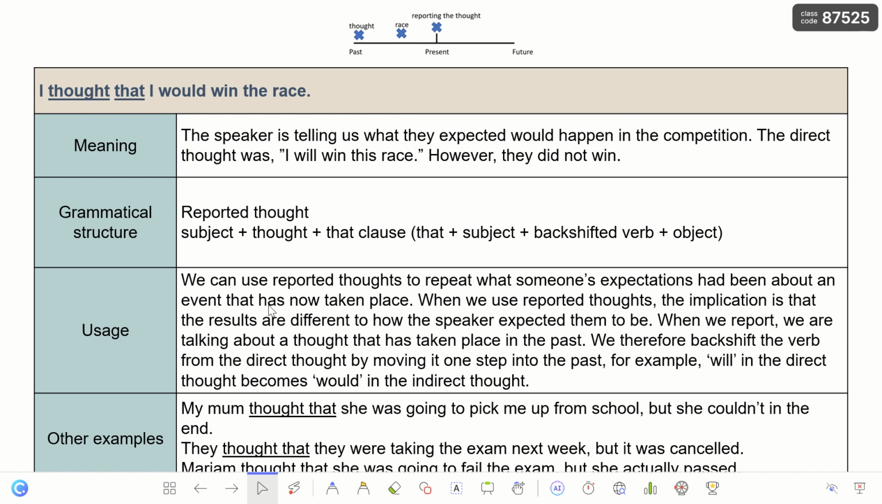So when we report, we are talking about the thought that has taken place in the past. Because of that we back shift, we go one tense back from the direct thought by moving it one step into the past. So will becomes would. My mom thought that she was going to pick me up from school but she couldn't in the end.